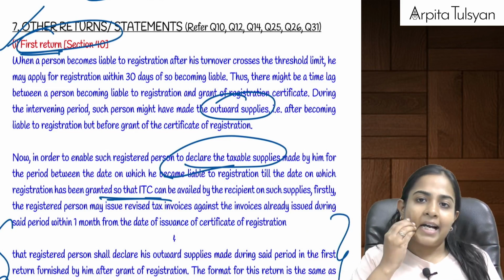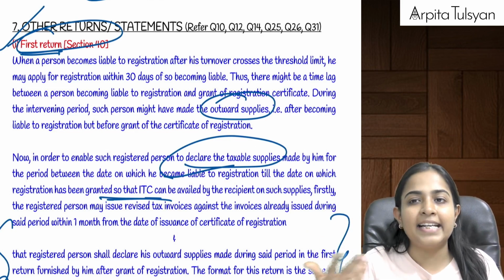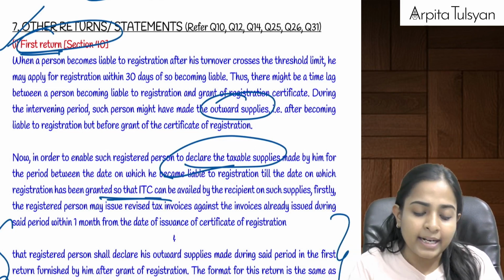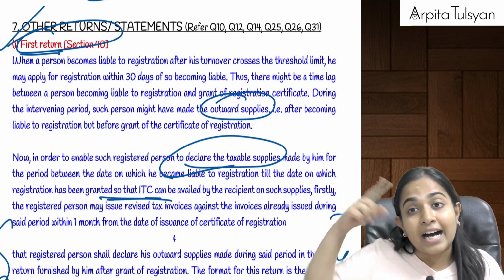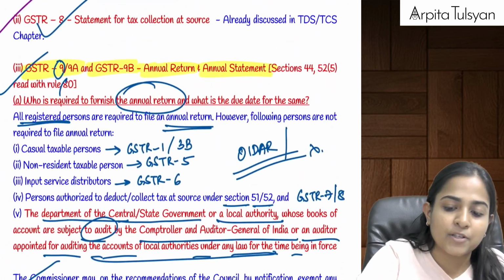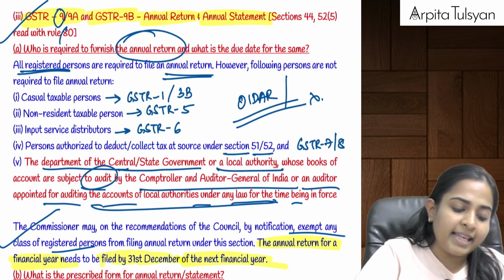Yes, for that, can he show that in his GSTR 1? Can he show the details of his outward supplies for this particular period? Yes, he can show it in the first return so that the other person can take the benefit of input tax credit. So that is called as your first return, that is applicable when you are newly registered. Okay, then going on to the next one.